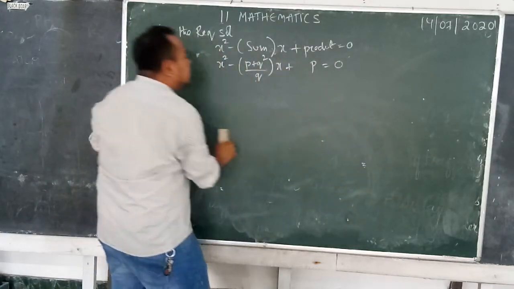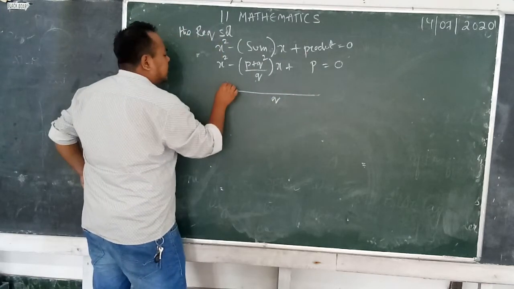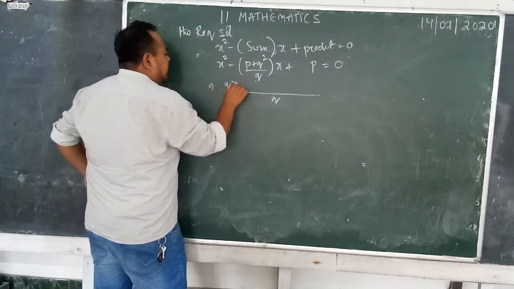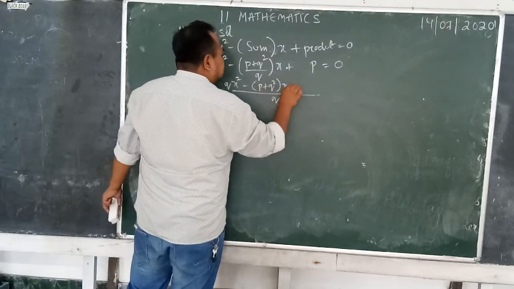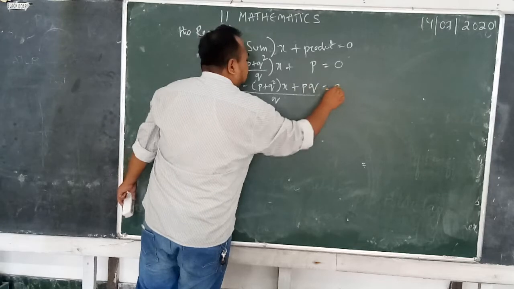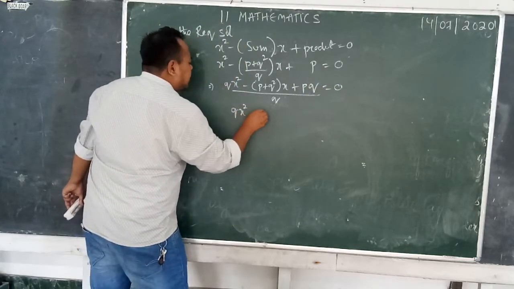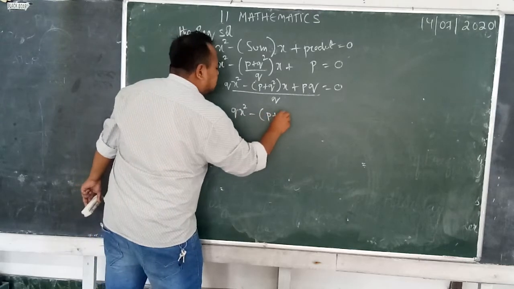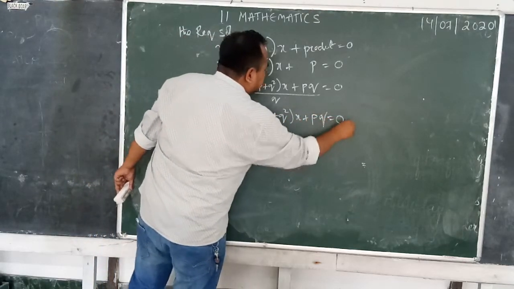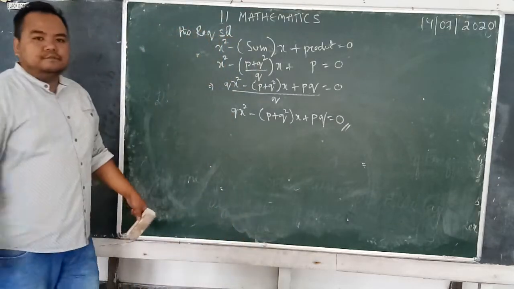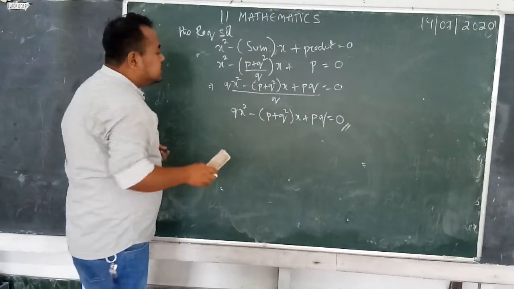Simplifying this, what is the LCM, please tell me? It is q. So you are going to get q times x square minus p plus q square into x plus pq equal to 0. So q into 0 is 0. Therefore your answer is qx square minus (p plus q square) x plus pq equal to 0. So this is the required answer. I hope type 1 is clear with you, my dear students.